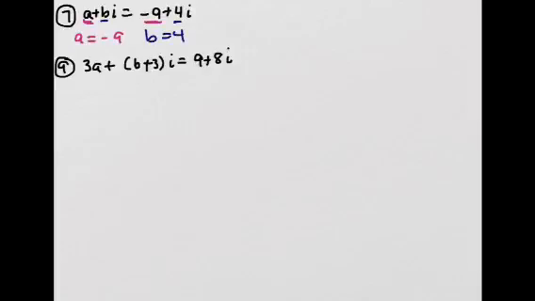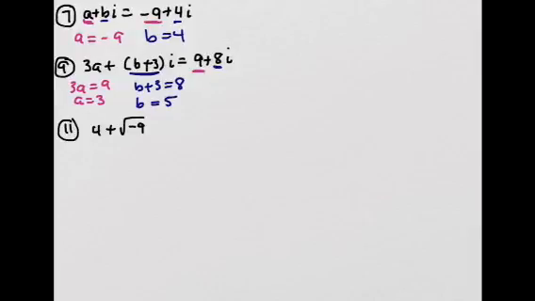For number 9, 3a has to equal 9. So 3a equals 9, so that means that a equals 3. And then b plus 3 has to equal 8, because that's the coefficient of the imaginary part of each number. So then you set b plus 3 equal to 8, and so b equals 5.